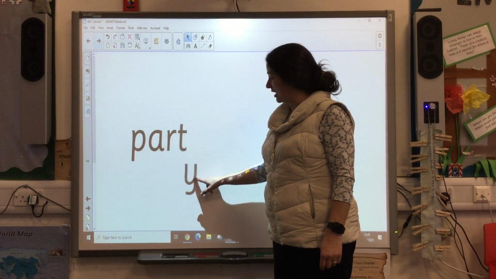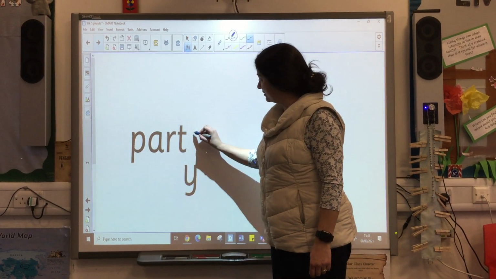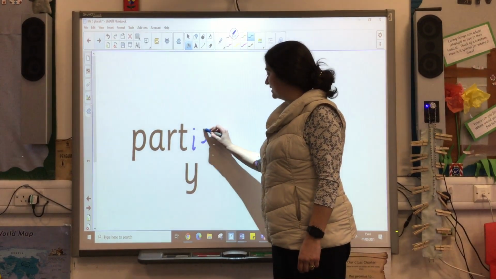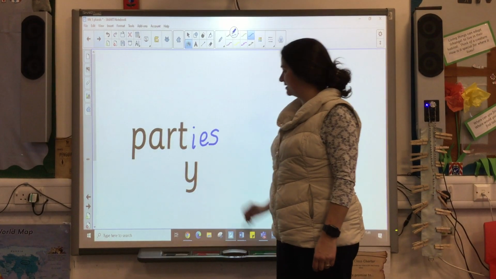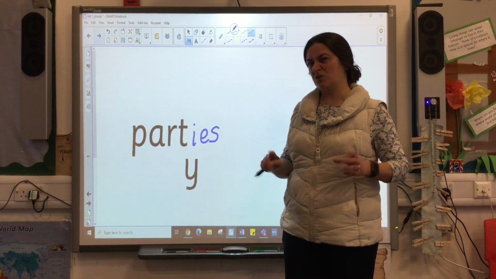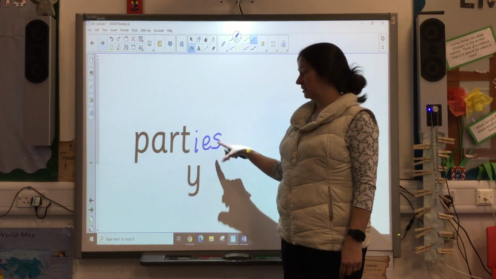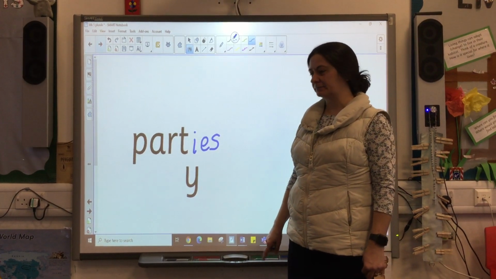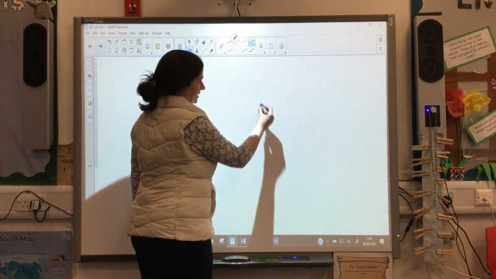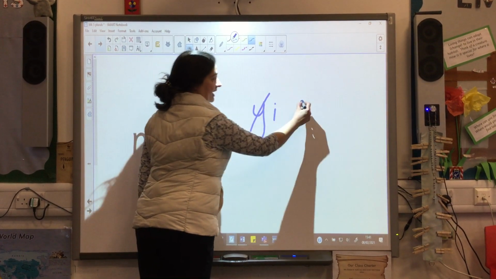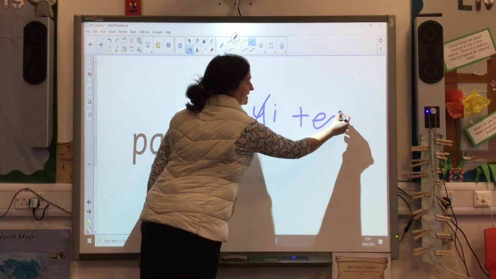You change the Y into an I, and then you add ES. So the only bit you really need to remember is to change the Y into an I. You already know about ES. So here's our rule. Change the Y into an I and add ES.